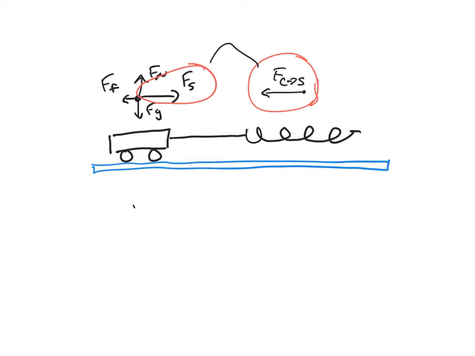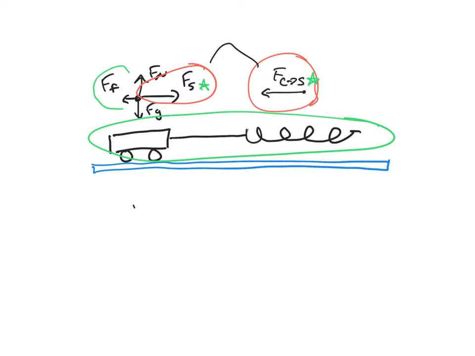If our system, in this case, is the cart and the spring, then our two important forces are the elastic force, or the force of the spring on the cart, and the force of the cart on the spring, which are both internal. The normal force and the gravitational force balance each other out on our cart, so we're not too worried about those. But we do have this little force of friction over here.